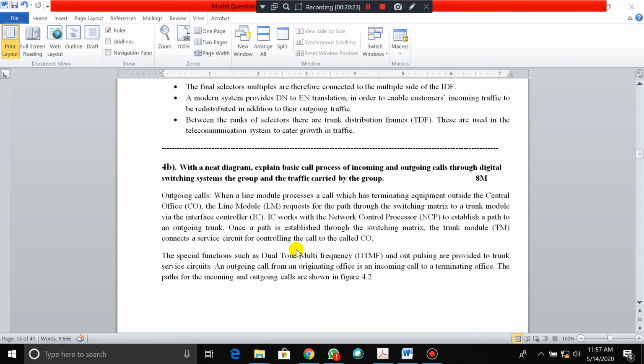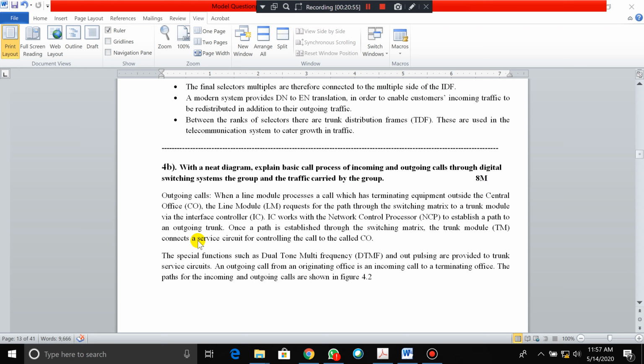With a neat diagram, explain the basic call processing, that is, an incoming call or outgoing call through a digital switching system, a group of traffic carried by a group. When I was discussing in the last class, I told you this is in module number 2, second part. This is quite an important question since there are 4 stages. So you need to practice the diagram. You need to write the theory for each block, that is each stage, and it is for 8 marks.